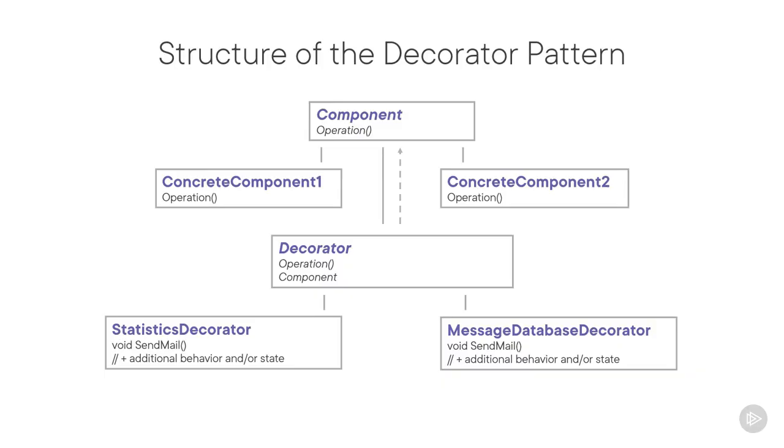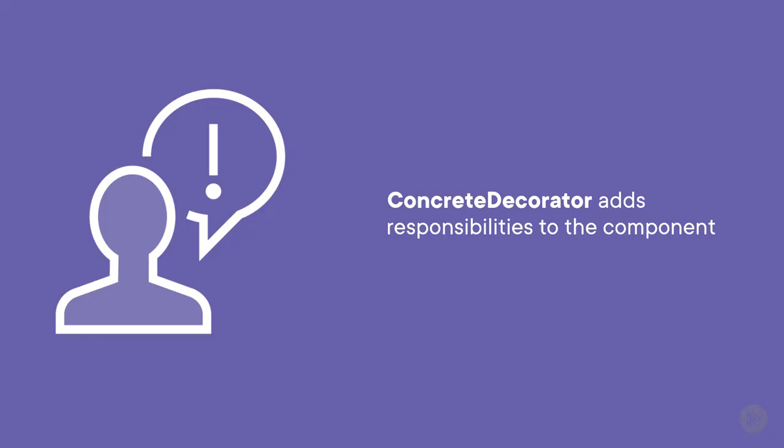Concrete implementations like StatisticsDecorator and MessageDatabaseDecorator, which contain added behavior like storing statistics and/or added state like a mail message store, are called concrete decorators. For example, ConcreteDecorator1 and ConcreteDecorator2. They are responsible for adding responsibilities to the component. And like that, we know how the decorator pattern is structured. Let's implement our real-world example.